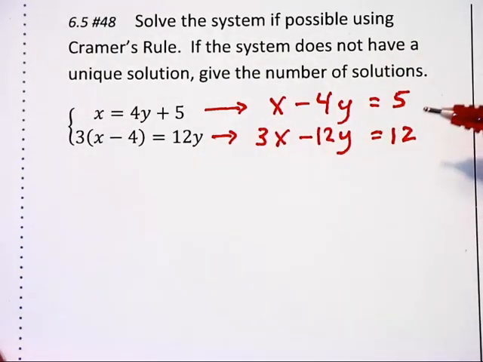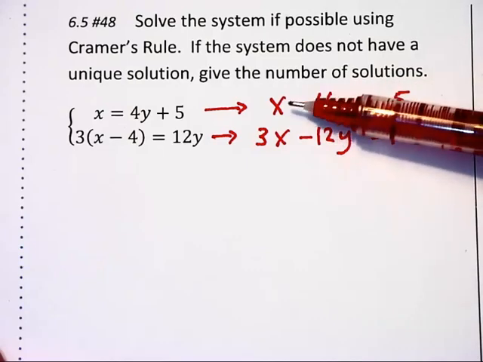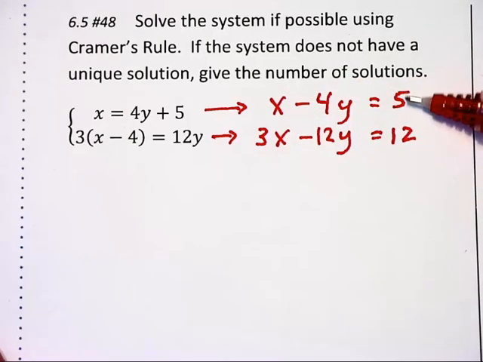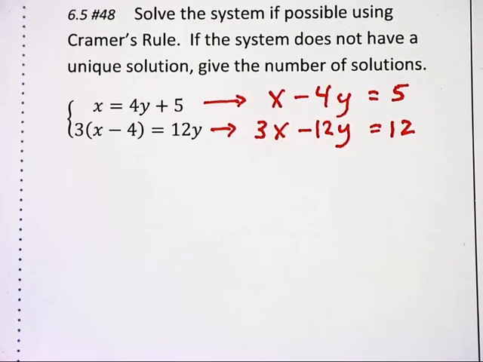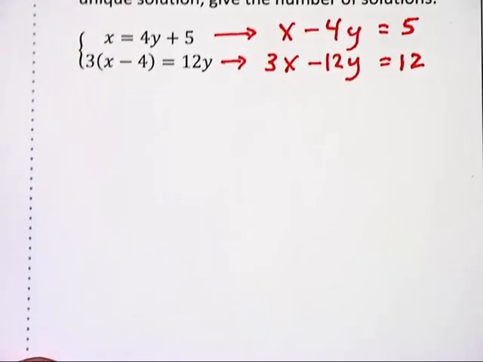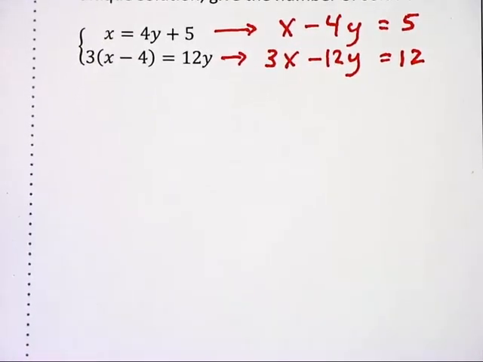Now I notice right off the bat that my first equation, multiply by 3... It almost looks like the same line, but it turns out they're going to be parallel to each other and there will be no solution. Let's see what happens when we use our determinant method.